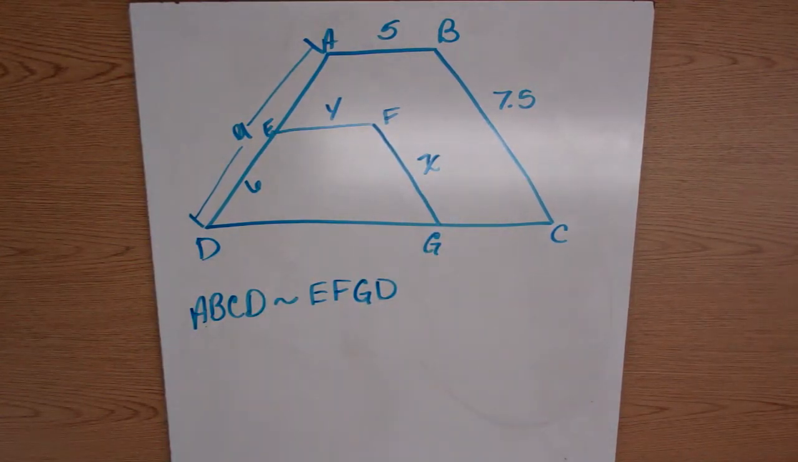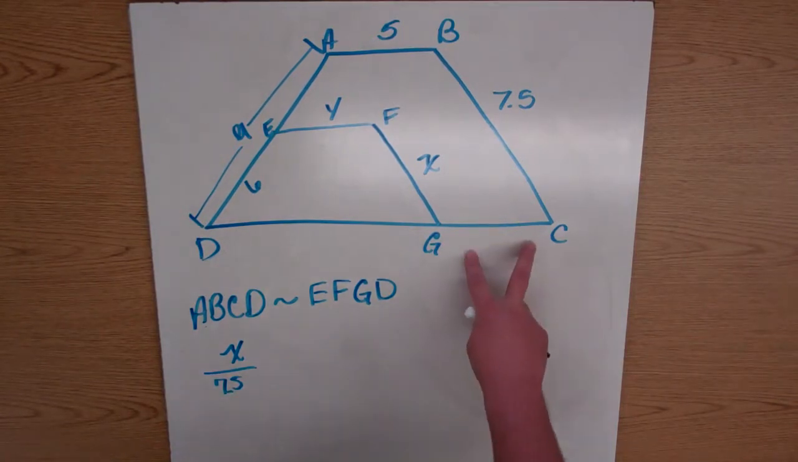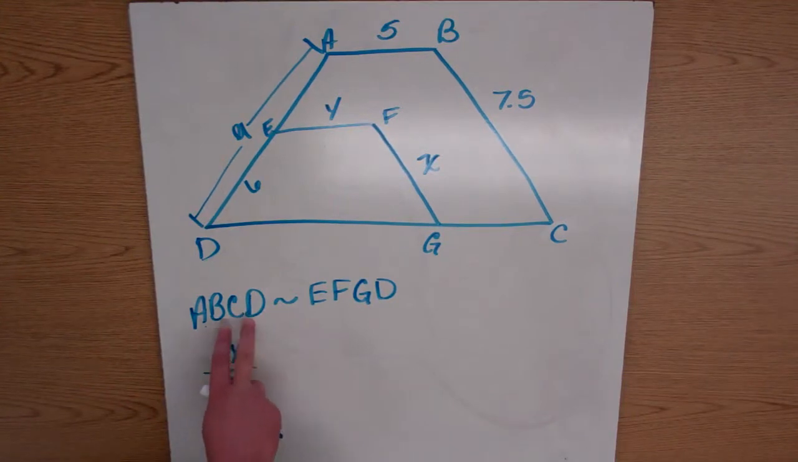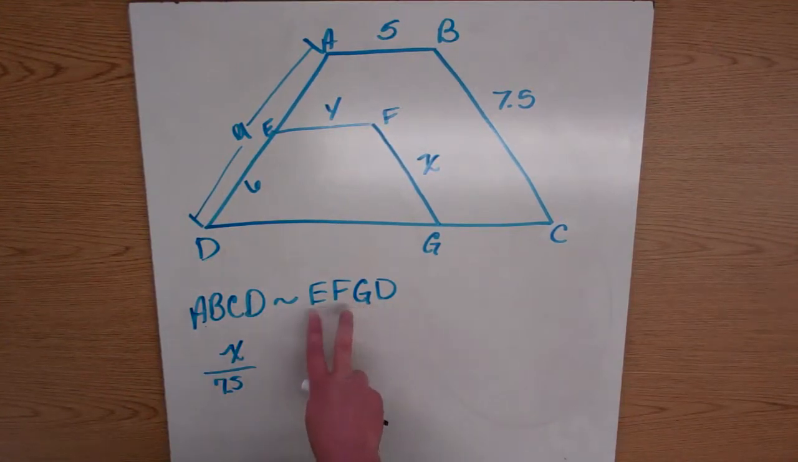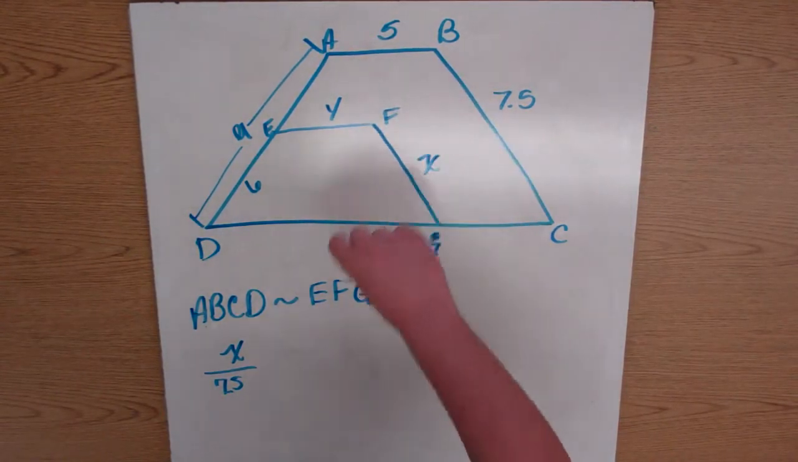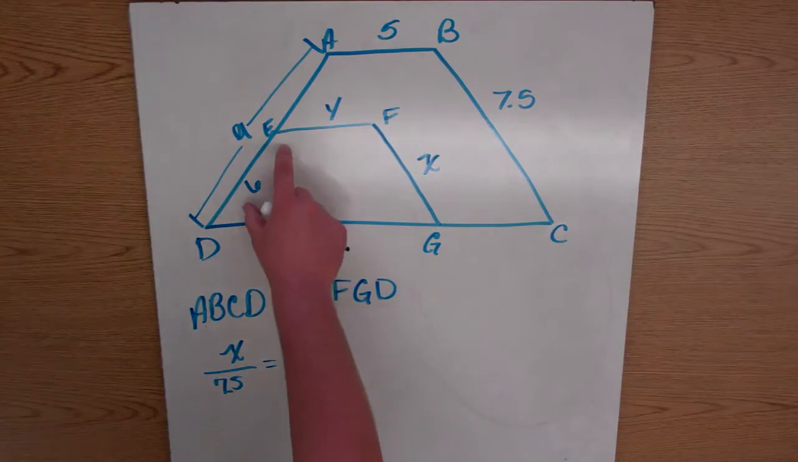Now, in order to do this, we need to set up a ratio. We know that the x corresponds to the 7.5, so we're going to do x over 7.5. The reason we know that is because BC and FG are in the same position in our similarity statement. So these two sides correspond to each other. Now, that has to equal 6 over 9.